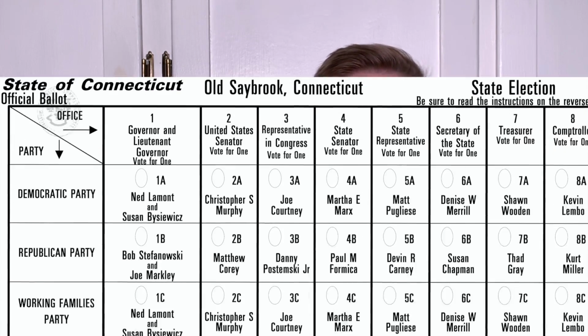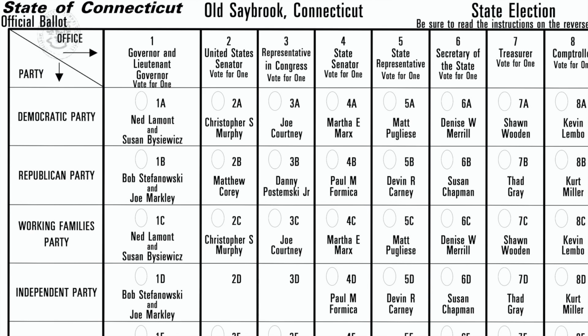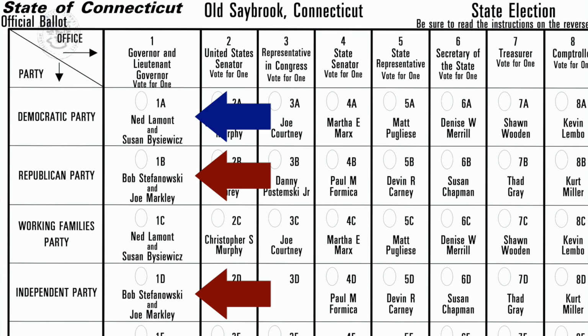Let's start by taking a look at the 2018 general election ballot to check out fusion voting in practice. As you can see, Bob Stefanowski was on both the Republican Party's and the Independent Party's lines, whereas Ned Lamont was featured on both the Democratic Party's and the Working Families Party's lines. When ballots were collected in November 2018, the votes for each candidate were calculated irrespective of party. In other words, the Republican Party's Bob Stefanowski votes and the Independent Party's Bob Stefanowski votes were added together to create a vote total for Bob Stefanowski. The same was true for Ned Lamont on the Democratic Party and Working Families Party's lines.